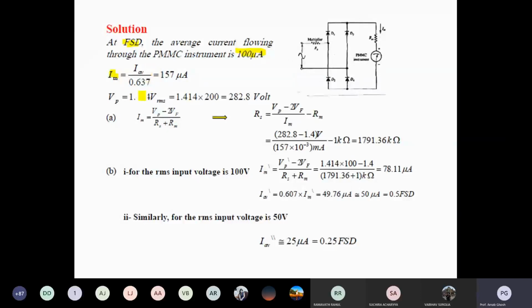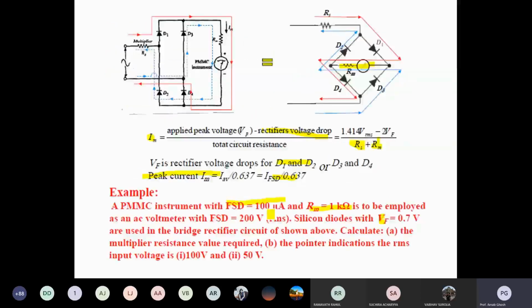So for directly formula as is, you are getting 157 microampere. What is your peak voltage? It is 1.414 into VRMS. If you know the value of VRMS, for the first case VRMS is given as 200 volt, so that is your FSD. You are directly using that VRMS of 200 volt, and the peak voltage is coming 282.8 volt.